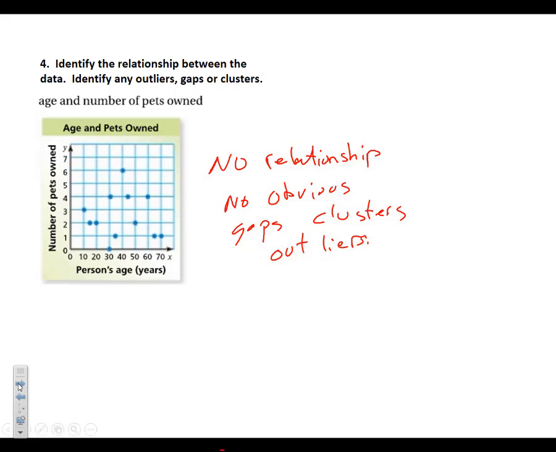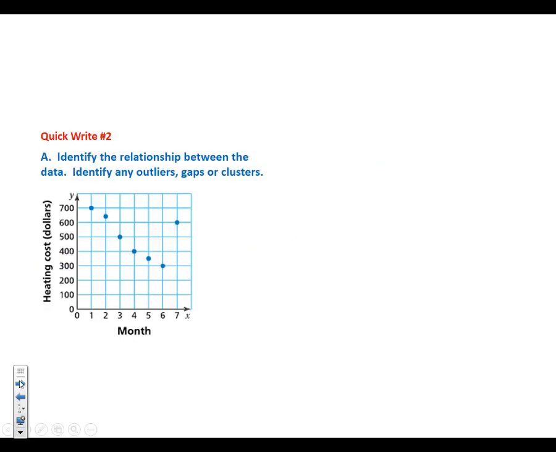We do have our first quick write, and that first quick write is this one right here. You already have it in your notes. I put it in there for you to make it easy today. It says identify the relationship between the data, identify any outliers, gaps, or clusters, and have some fun with that. And of course, take a quick break and come back and see me for the next video.